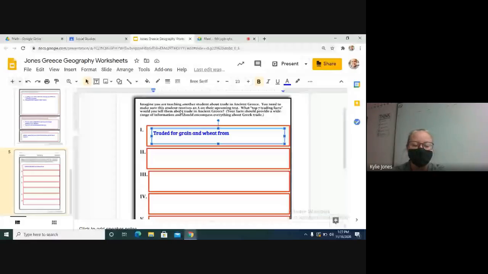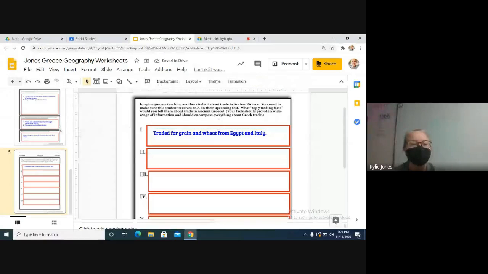Areas around the Black Sea. Good. So let's just do Egypt and Italy. They traded for grain with Egypt and Italy. That's a pretty big one. It's hard for them to grow it where they were, so they needed to do it.